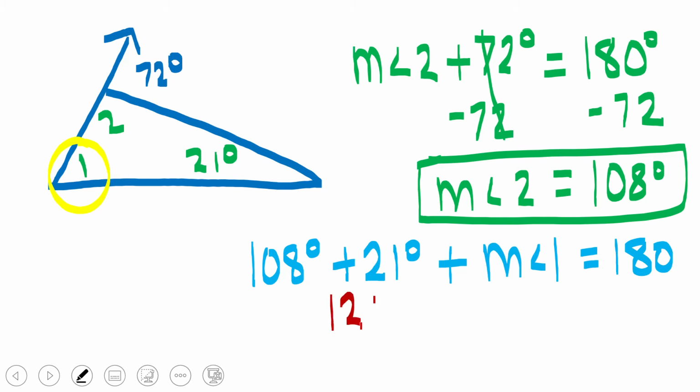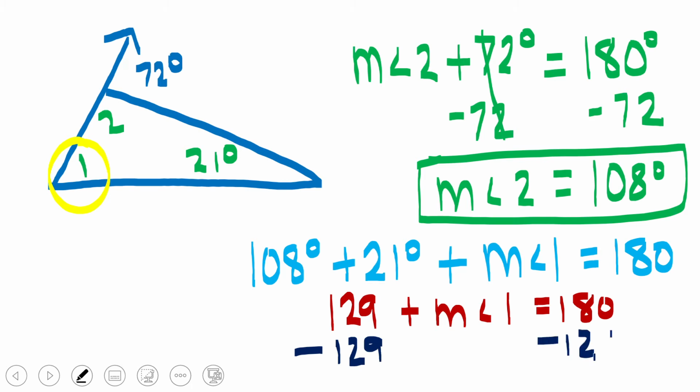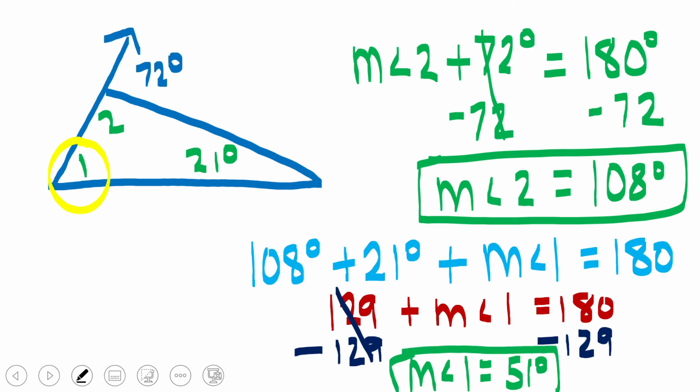This is renamed as 129, where 108 plus 21 plus the measure of angle 1 equal to 180, minus 129. And we have the measure of angle 1 is equal to 51 degrees. And we have solved for all the missing angles in this example.